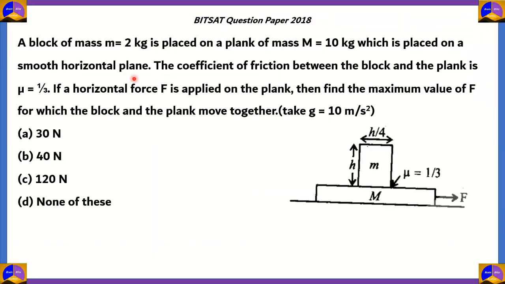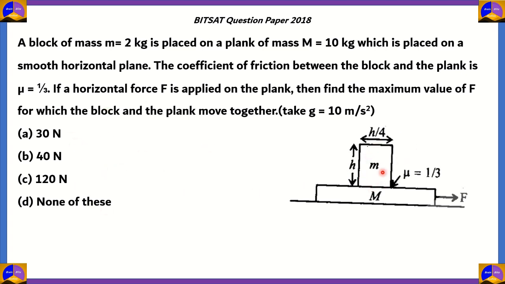So here comes our first question. A block of mass 2 kg is placed on a plank of mass capital M equals 10 kg, which is placed on a smooth horizontal plane. The coefficient of friction between the block and the plank is mu equals 1/3. If a horizontal force F is applied on the plank, then find the maximum value of F for which the block and the plank move together. You can take acceleration of gravity as 10 meters per second squared. So which of these options are correct?